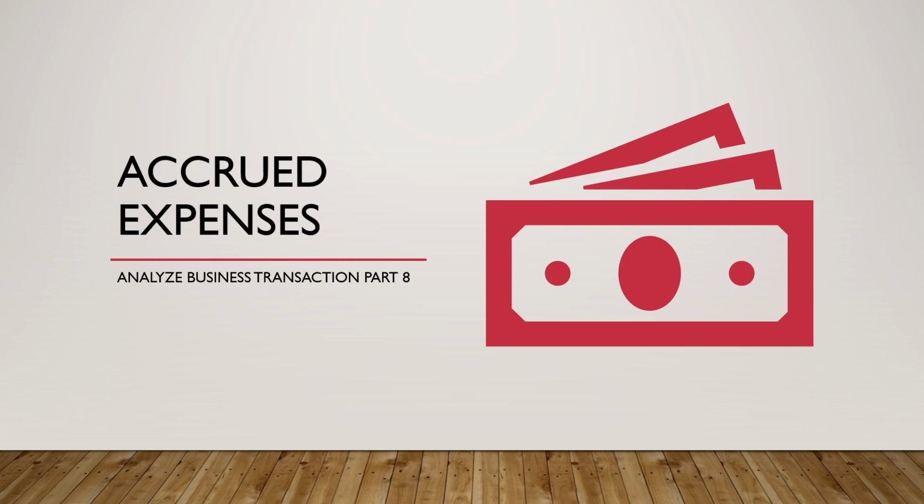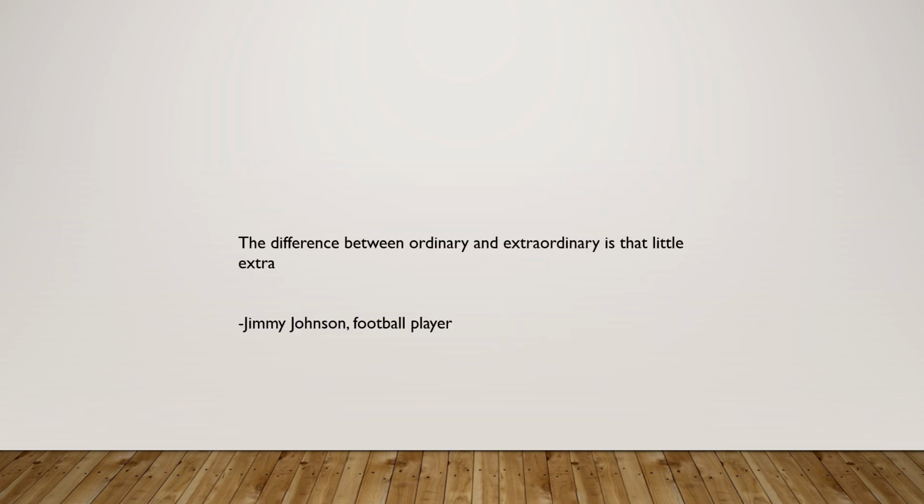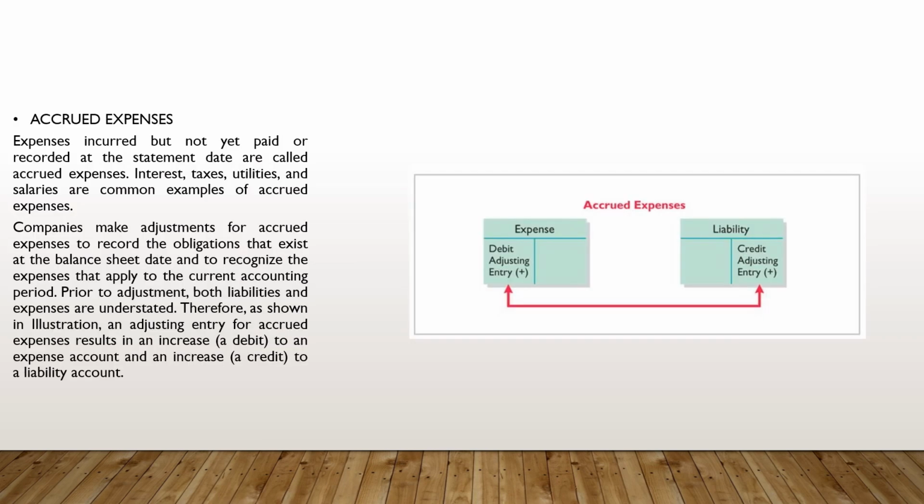Okay, so I'm at the university library, and if you guys hear students talking in the background, sorry about that, excuse them. Okay, so the difference between ordinary and extraordinary is that little extra. So that's Jimmy Johnson, he's a football player.